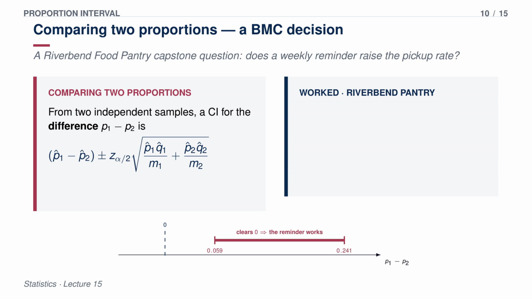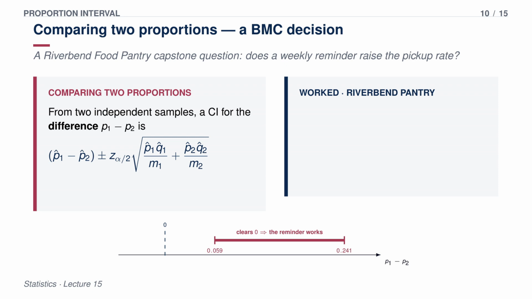Now, let's use this for a real decision, the kind your BMC capstone asks for. Riverbend Community Food Pantry has a hunch. Sending a weekly reminder raises the share of families who actually pick up their box. Is that true? That's a comparison of 2 proportions, and the interval looks just like the one sample case, only doubled up. The difference P hat 1 minus P hat 2 plus or minus z alpha over 2 times the root of P hat 1 Q hat 1 over M1 plus P hat 2 Q hat 2 over M2.